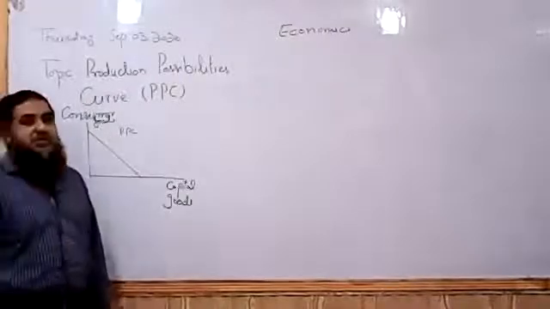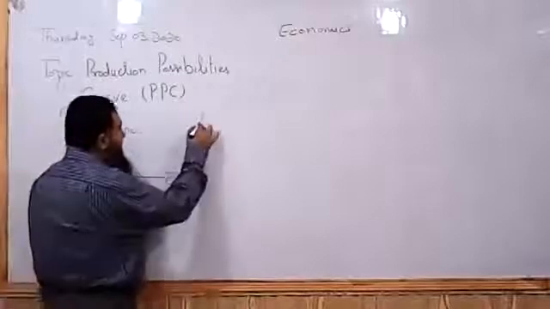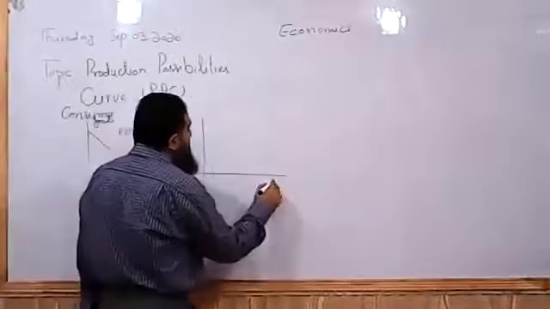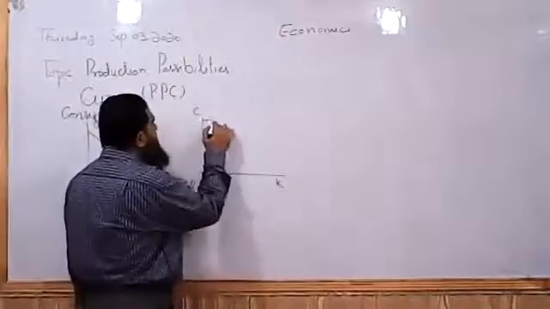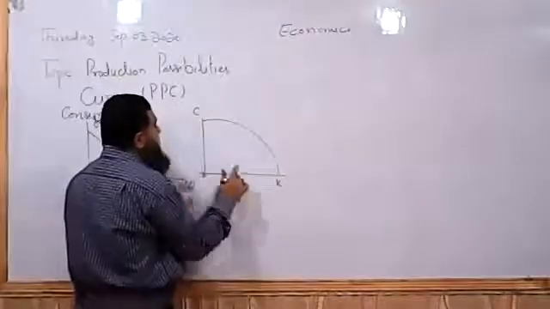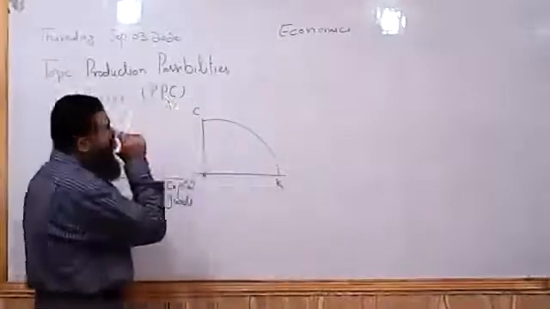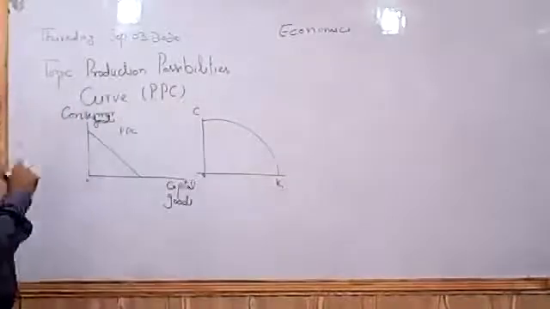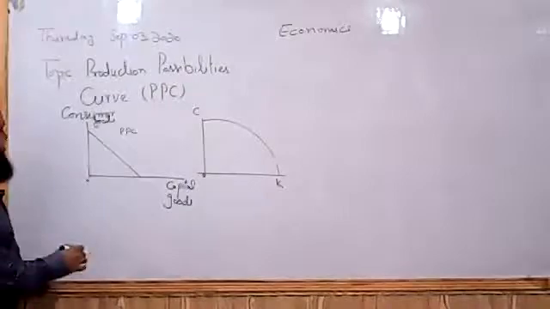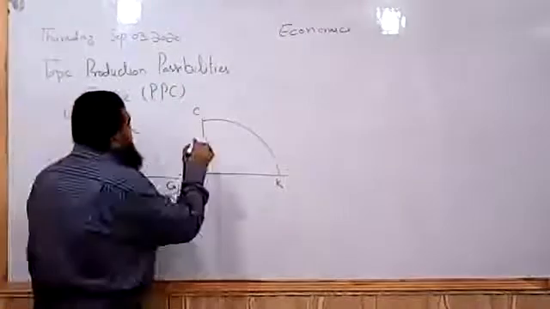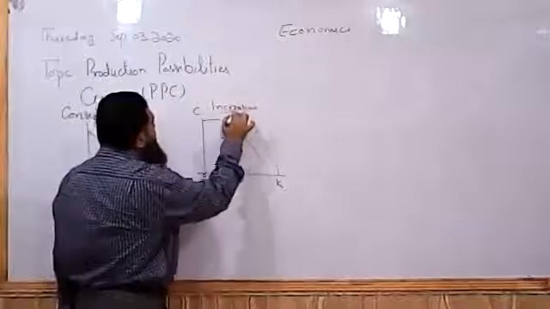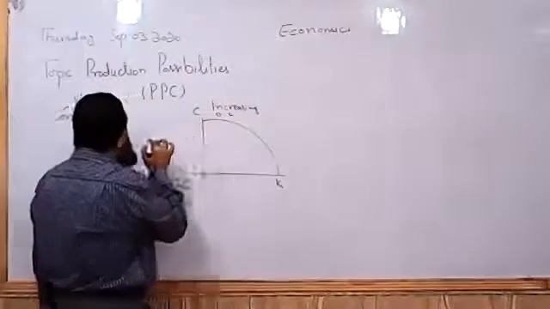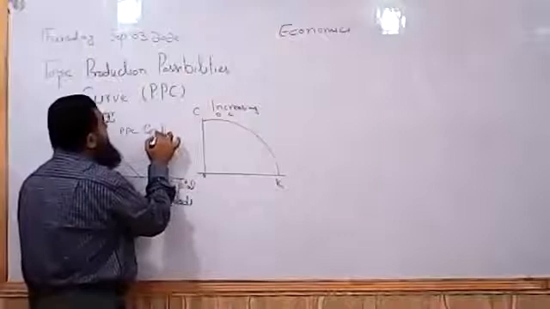Its slope remains constant. And another opportunity cost curve was shown, like here I'm taking capital goods and consumer goods. This is increasing opportunity cost curve. As we move along this curve, its opportunity cost will be increasing. This is increasing opportunity cost, and that is constant opportunity cost.